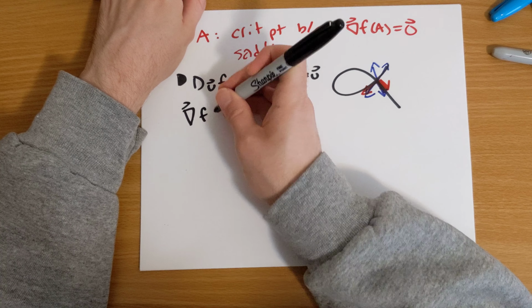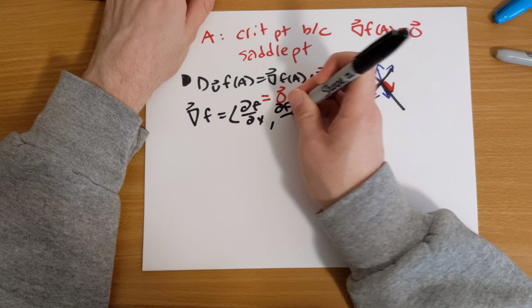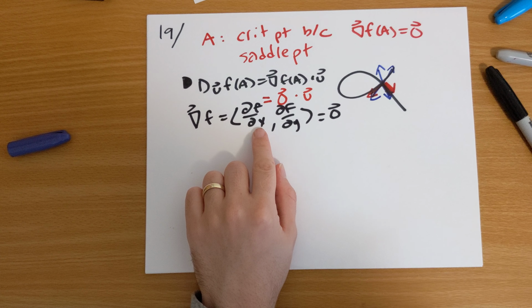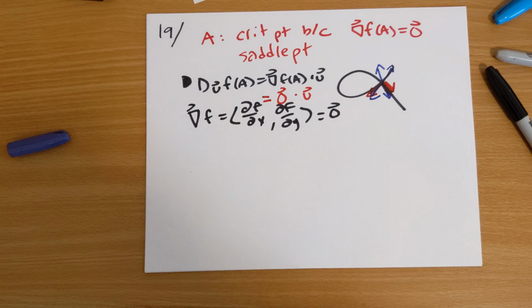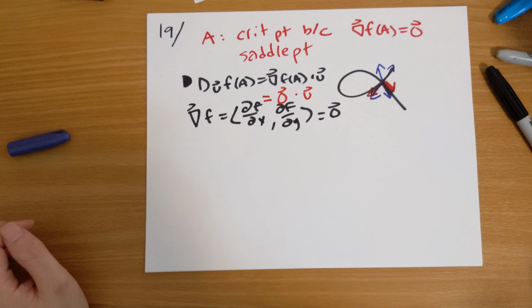Because the gradient of f is nothing more than the vector with the partial derivatives in it, this tells us partial f partial x is 0, partial f partial y is 0. Guess what? That's telling us that it's a critical point.